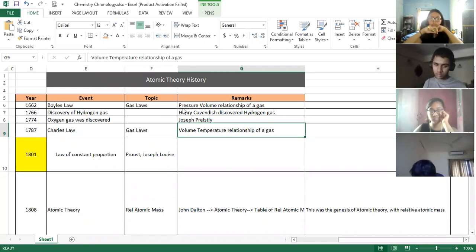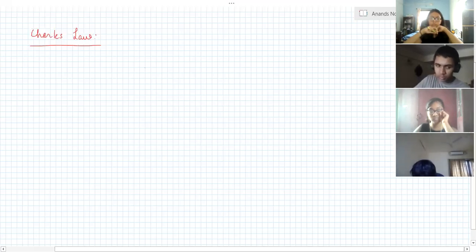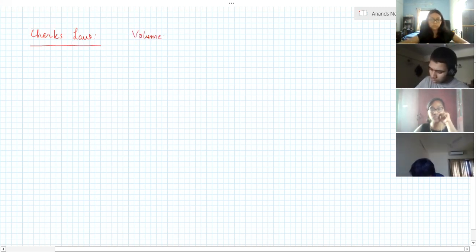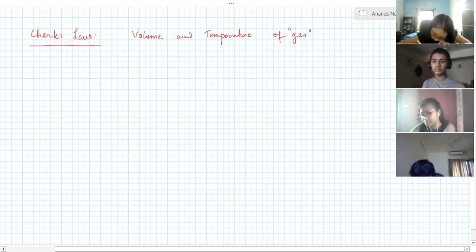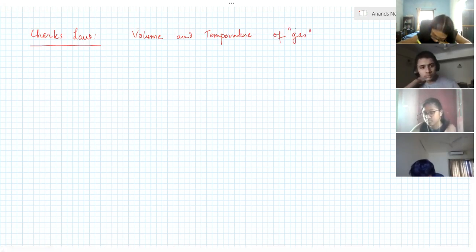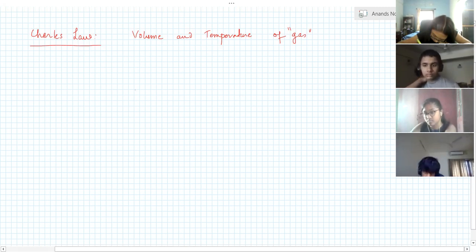I was trying to explain to you what Charles did. He established a relationship between volume and temperature of gas. All these fellows have worked with gases. And now Charles has more gases to work with because hydrogen also has been discovered, oxygen also has been discovered. And what he found out was, if you increase temperature, what is going to happen?